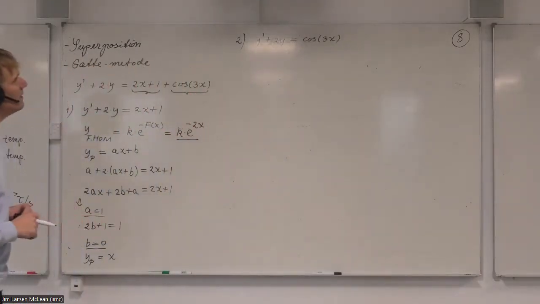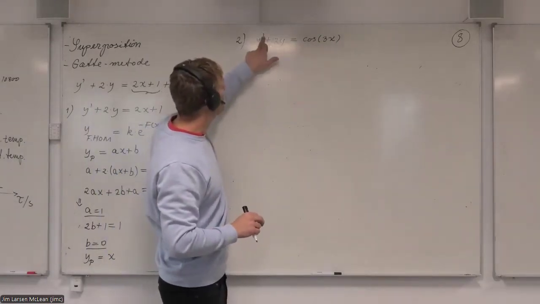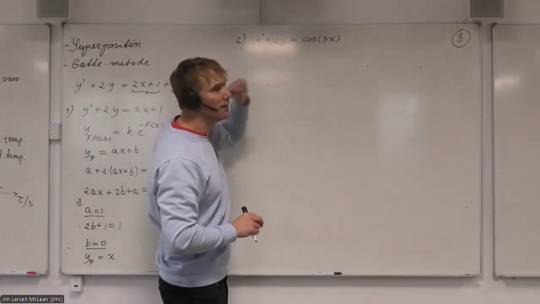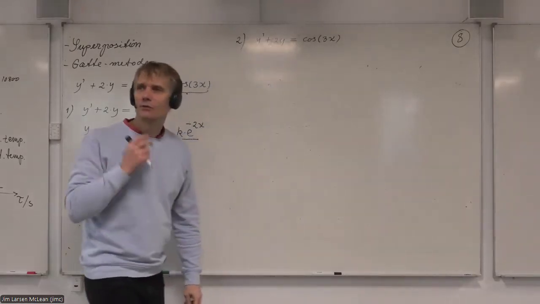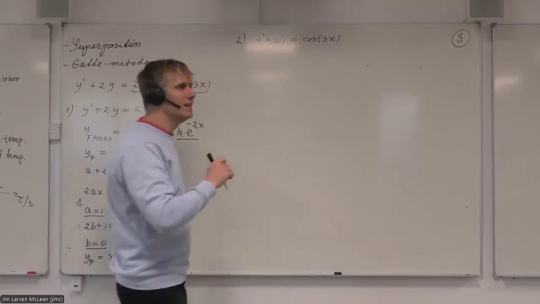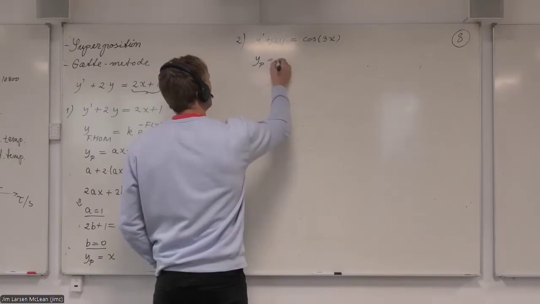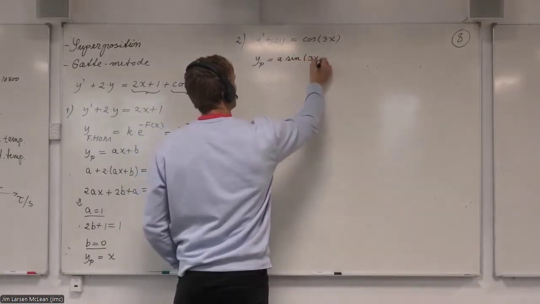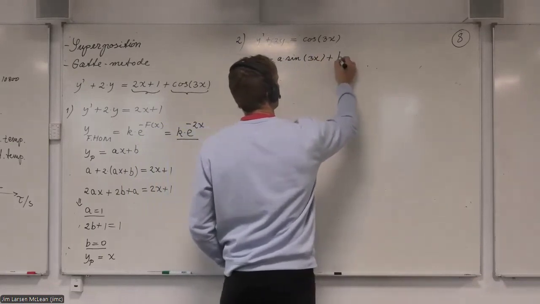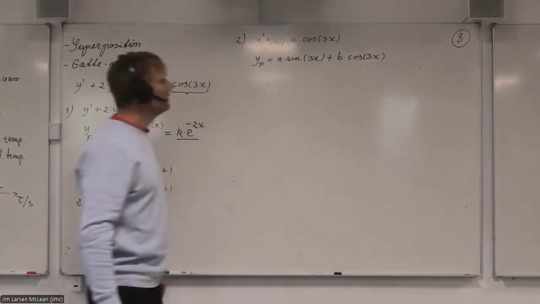So what should we guess here? Listen for a moment. We need to find a function that, when differentiated and added to twice itself untouched, gives cosine of 3x. Do you want to know what that function is? I hope you can see that a good guess is this guess here. It's some constant times sine of 3x, plus some constant times cosine of 3x. And why is that a good guess?